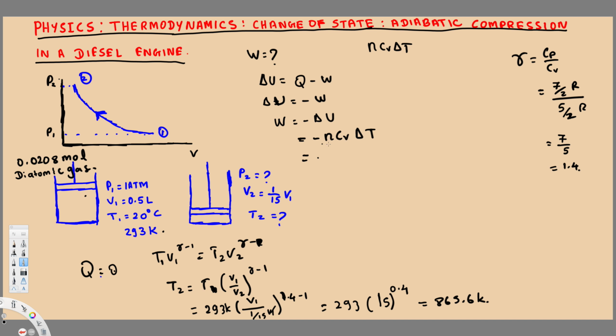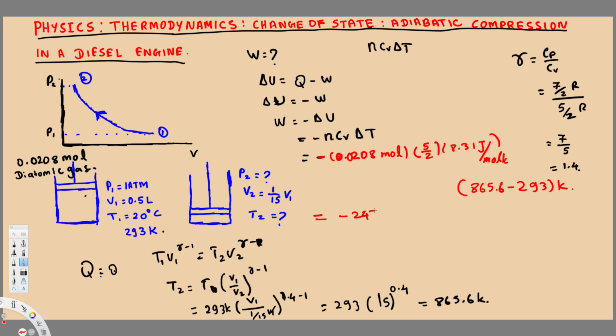Now we can go ahead and plug into this equation and find the work done on the system. So let's plug in the values. We have the mole that is provided, 0.0208 mole, multiplied by Cv. Cv for a diatomic gas is 5/2 R. 5/2 R is going to be 8.31 joule per mole Kelvin times delta T. Delta T is going to be T2 minus T1. So that's going to be 865.6 minus the initial temperature, which was 293 Kelvin, right? And if you plug all these values into the calculator, you will get negative 247 Joule.